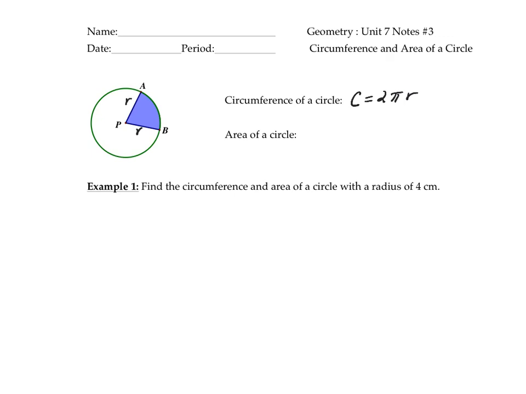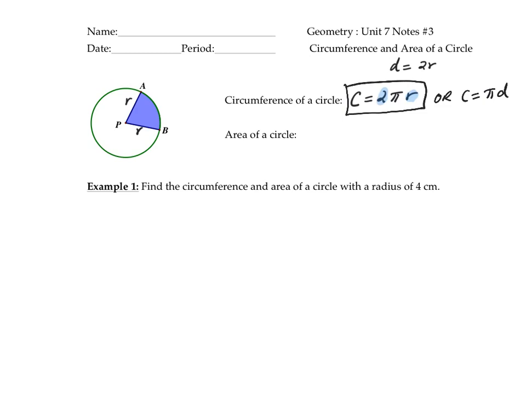Or, since the radius is equal to half the diameter, or diameter equals 2 times the radius, we can also write circumference as pi times the diameter. But most often we're going to use circumference equals 2 pi r.